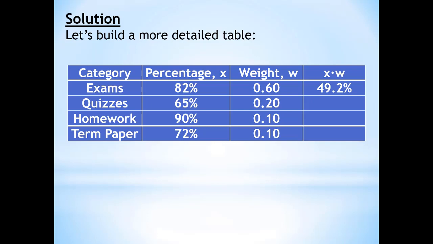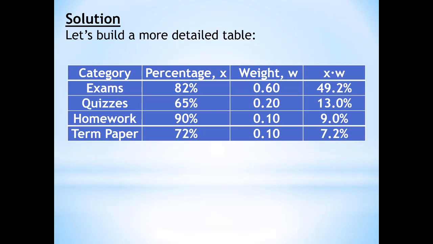Then I'm going to take the quiz percentage, 65, and multiply it by the weight, 0.2. 65 times 0.2 is 13. Then we do the same with the homework. 90% times 0.1 is 9%. And for the term paper, 72% times 0.1 is 7.2%.